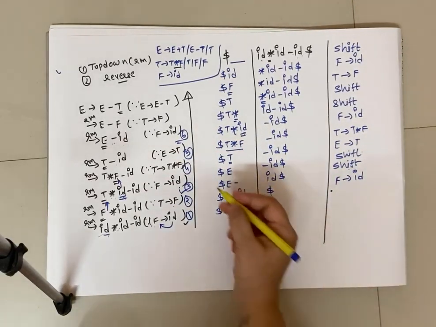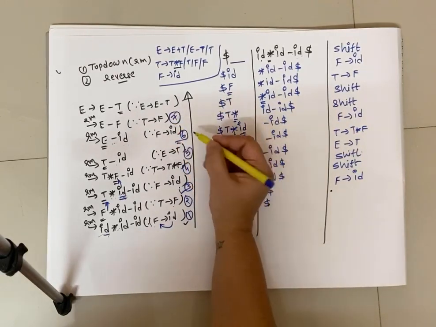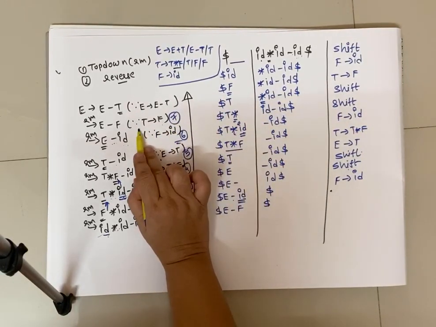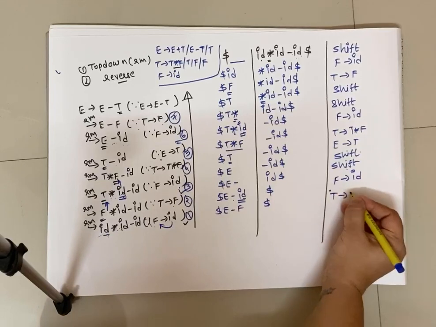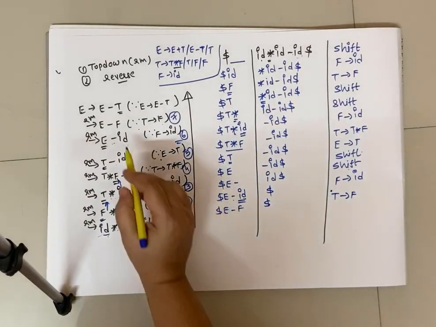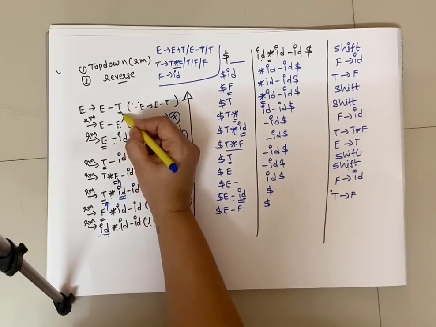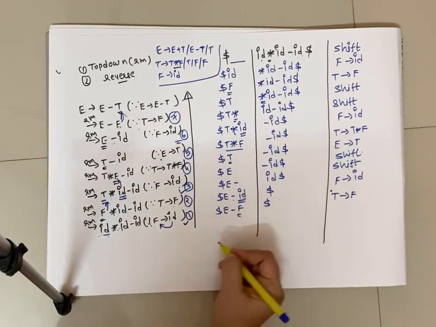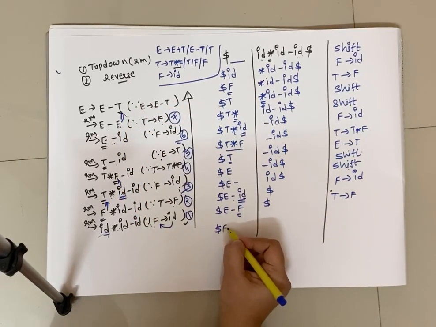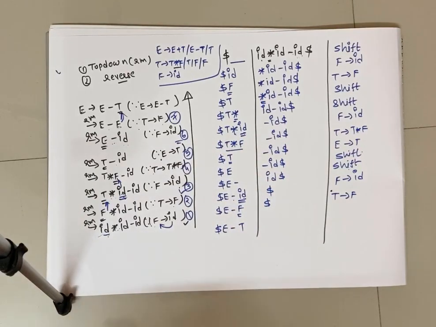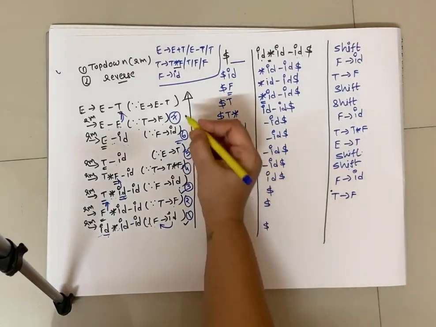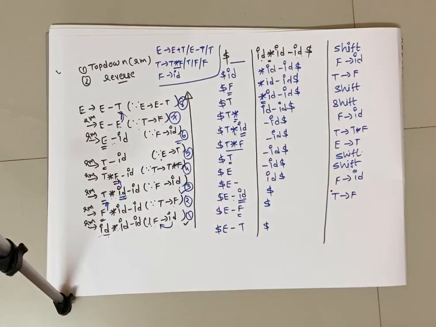Okay. Now what is the next action that you have to perform? Seventh action. F should be reduced to T. Which F? The F which is on right hand side of minus, that should be reduced to T. Okay. So that is on top of the stack incidentally. So F will be popped and T will be pushed. Dollar. Okay.